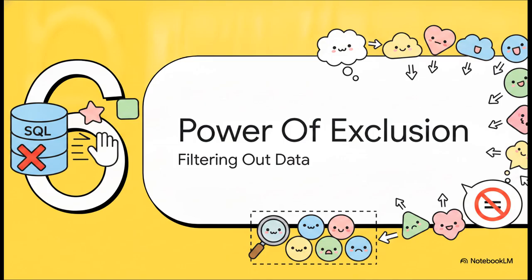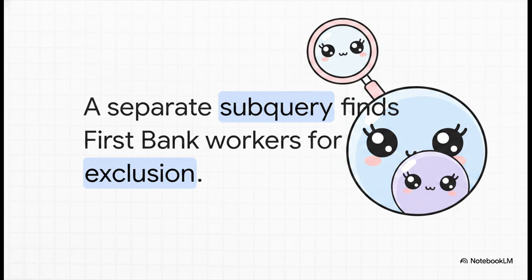Finally, Section 6, the power of exclusion. For our last trick in this explainer, we need to figure out who does not fit our profile. Because honestly, sometimes what you exclude is just as important as what you include. Let's say we want to find all the employees who are not working for First Bank Corporation. Maybe we're doing a little competitor analysis.